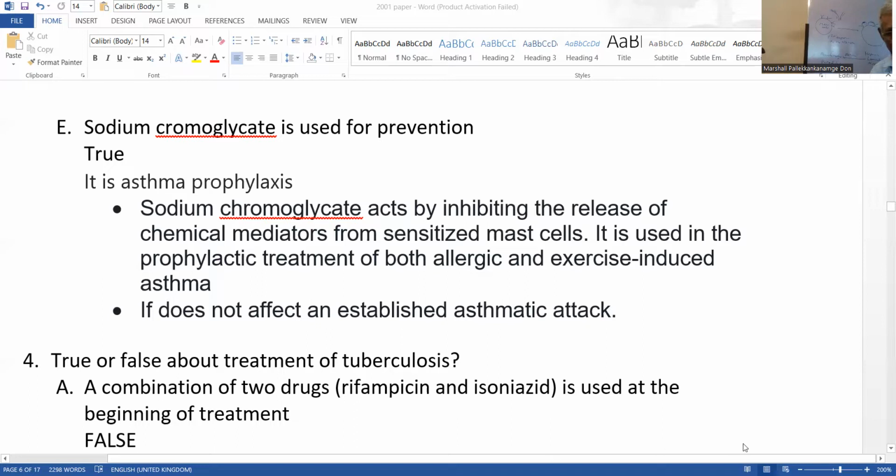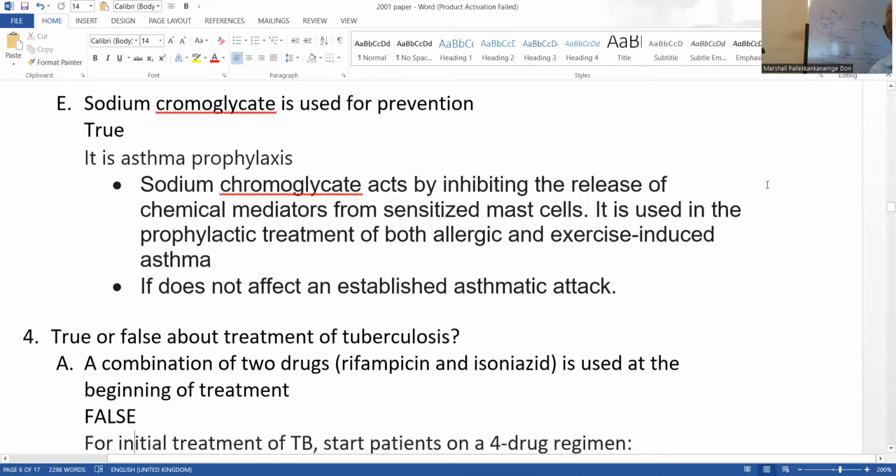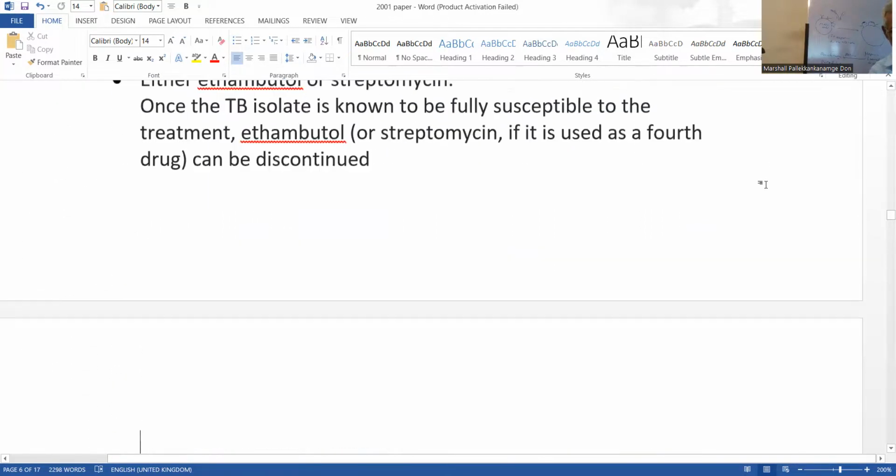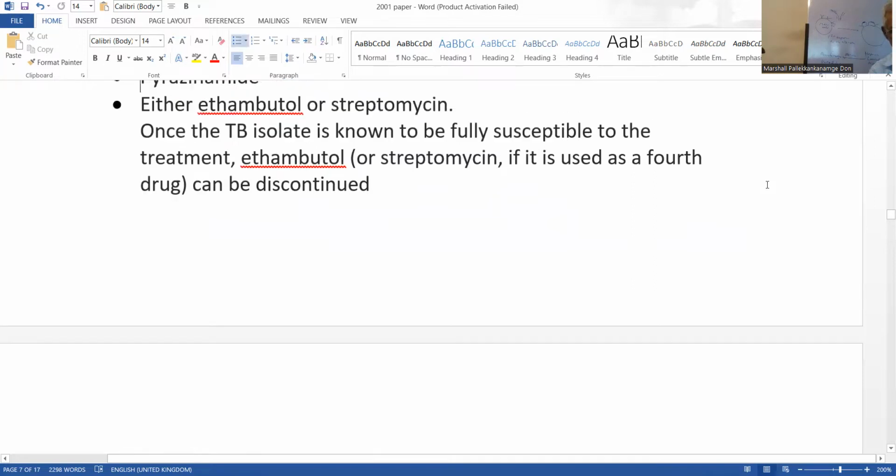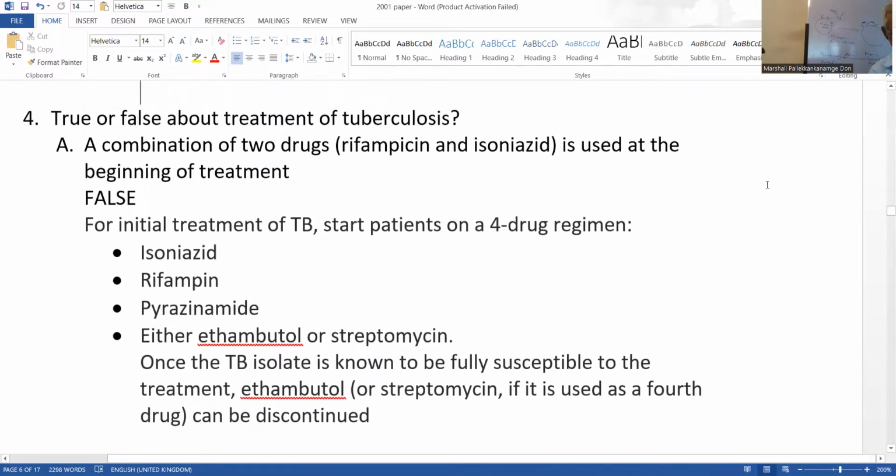Number 4, true or false about treatment of tuberculosis. This is numbered 26 from the 2001 paper. A combination of 2 drugs is used. So that is false. For TB, at least 4 drugs should be used. They sometimes give 5 drugs.